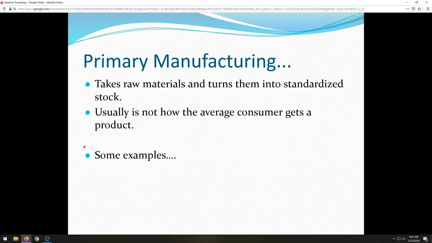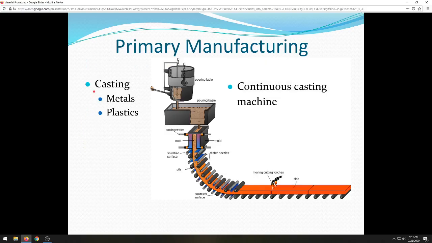But some examples of primary manufacturing are casting. Metals and plastics are cast. Basically you melt down the ingredients, you mix them together, and then you produce some sort of casting. With plastics, they're synthesized usually from a petroleum product, and things are mixed and processed and catalyzed until you have a polymer, and then you extrude them and then you turn them into various types of standardized stock, usually plastic pellets. We'll talk about that in a bit.